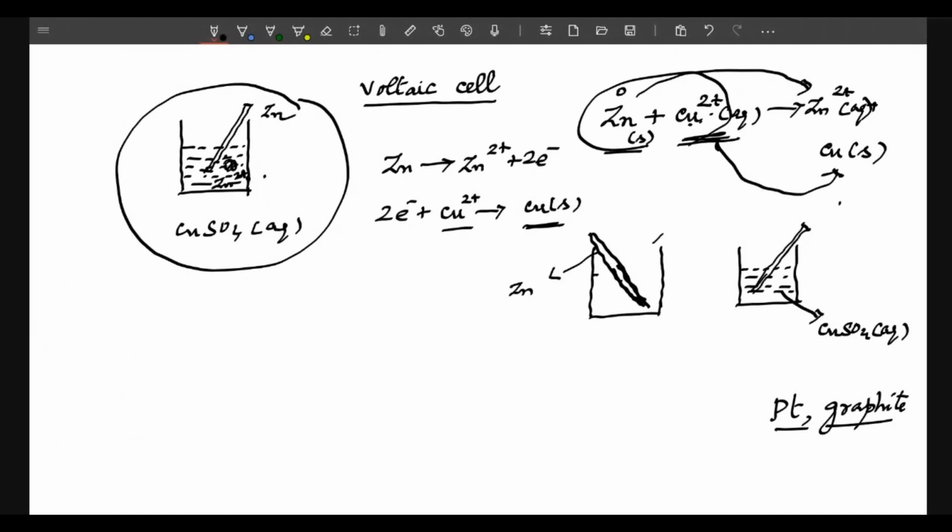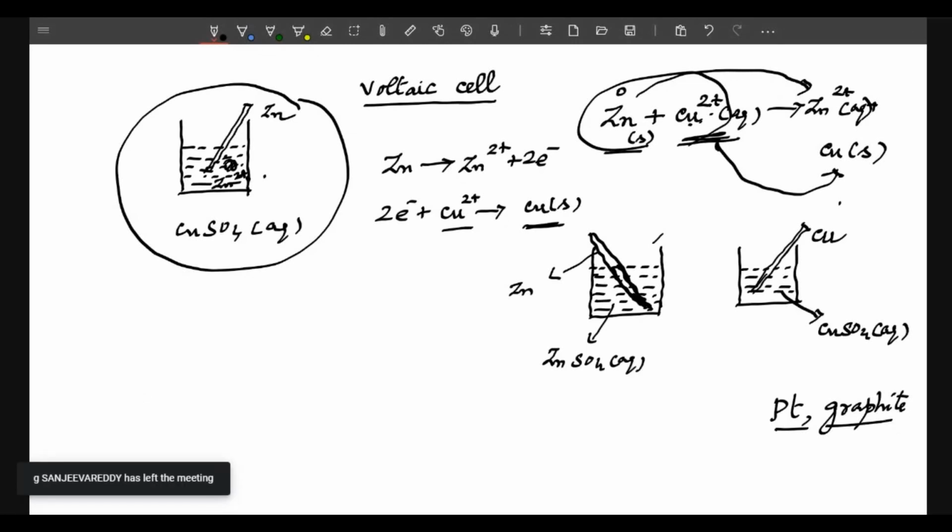Therefore, here for copper sulfate, you can use the copper rod as the conductor. And here, the solution should be there in which, on the reactant side, zinc should be converted into Zn2+. Therefore, here also you have to take zinc sulfate aqueous solution instead of water.